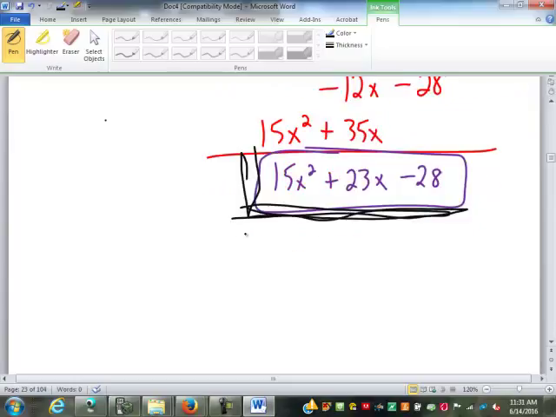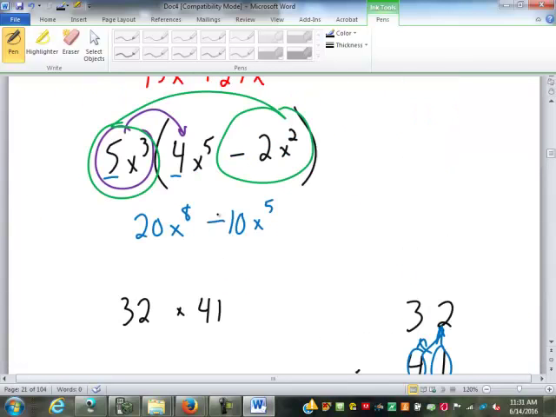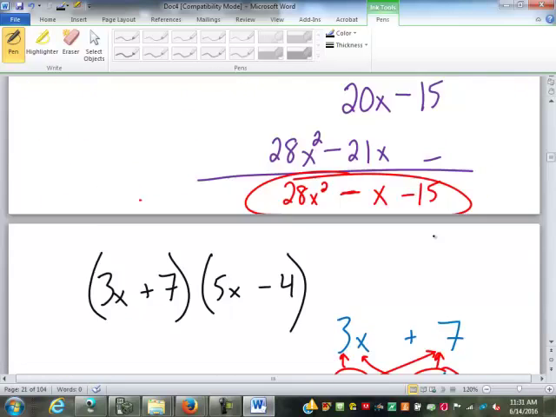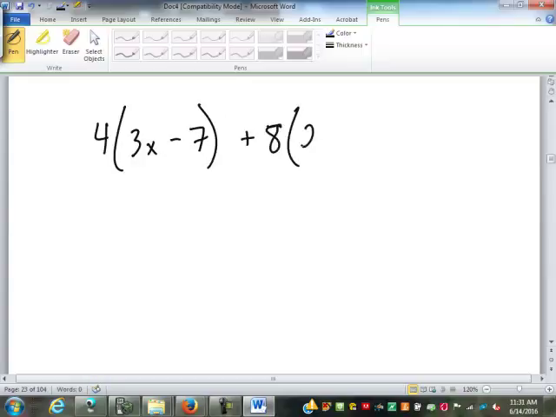And I don't think there's even maybe one of those problems in the homework today. I think we stop at doing the distributing up here. This stuff is where it stops today. But it can get into something where we combine like an order of operations. Like we might have 4 times 3x minus 7 plus 8 times 2x plus 3.